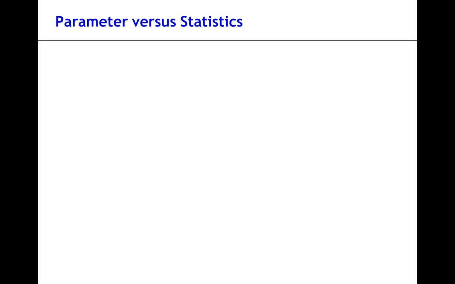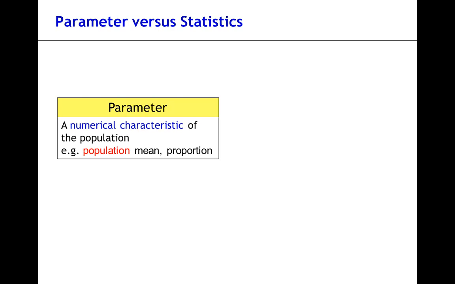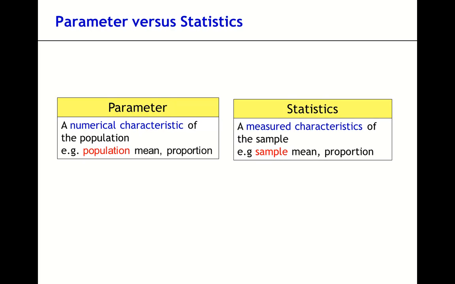Another set of key terms that you have to know is parameter versus statistics. A parameter is a numerical characteristic of a population, such as population mean, or more commonly known as the average, or the population proportion or percentage. A statistic is a numerical characteristic of a sample, such as sample mean or sample proportion.